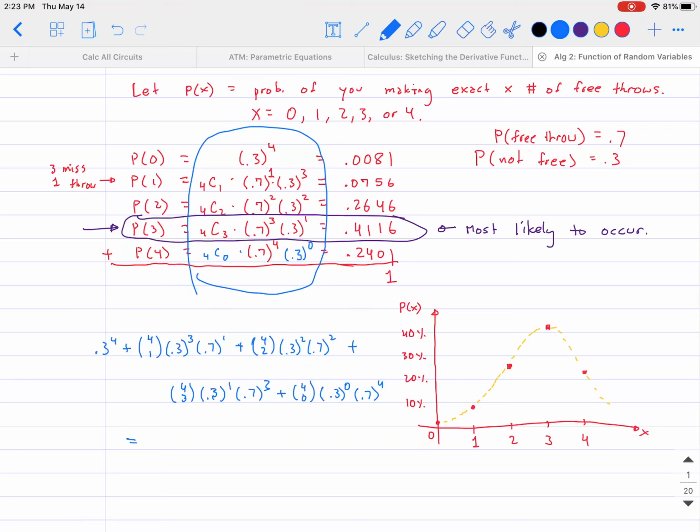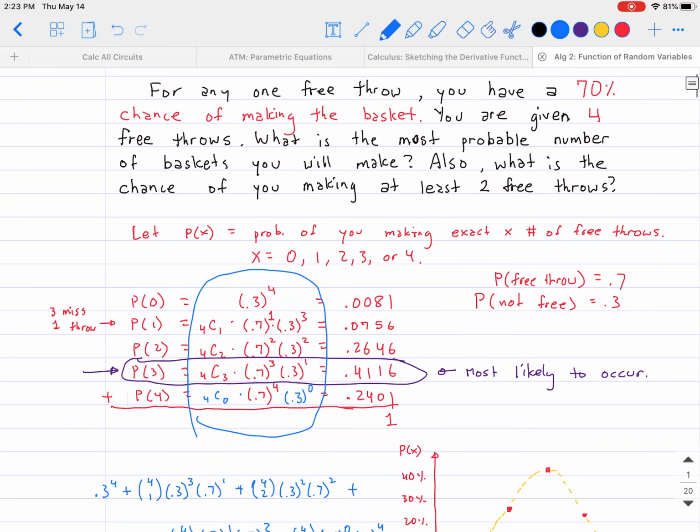Well, if you're using the binomial expansion, this is the same thing as saying 0.3 plus 0.7 raised to the fourth power, going back to that section. And what's 0.3 plus 0.7? Well, that's equal to 1. So that's another way to show that, yeah, the sum should equal 1 in this case. Okay.